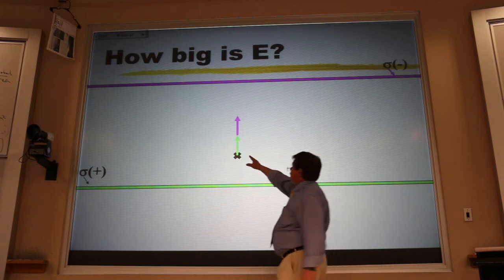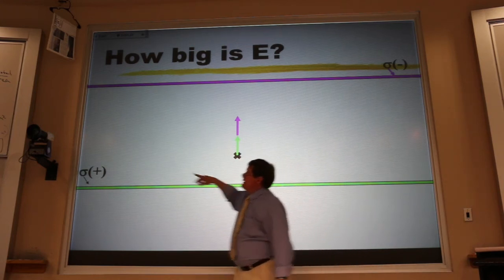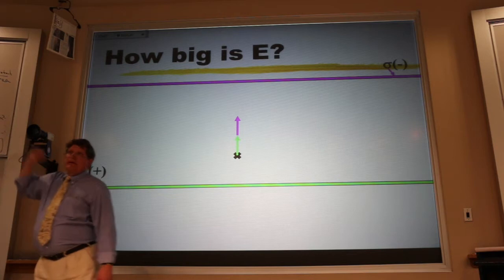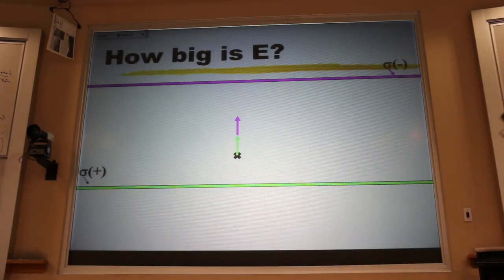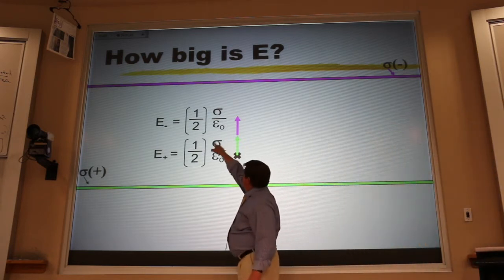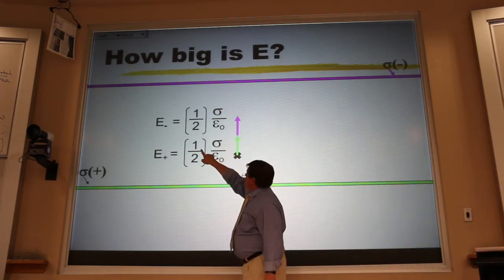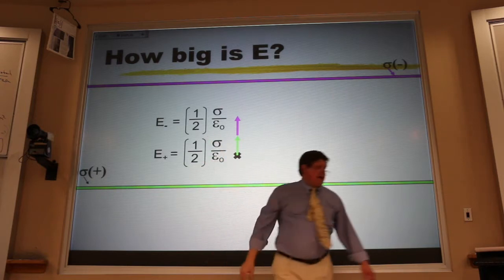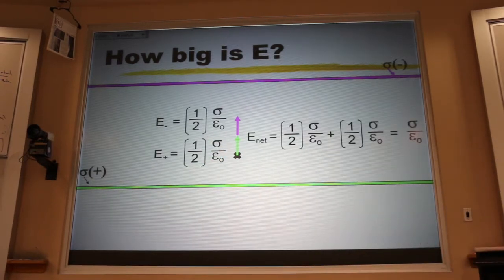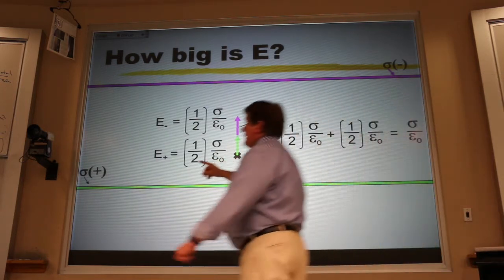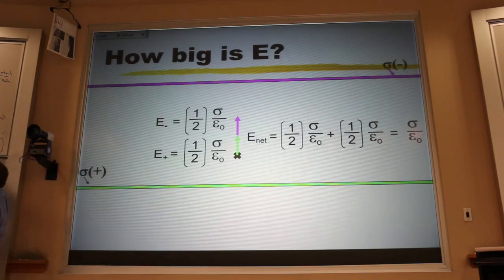Each of these contributions comes from a single sheet that follows that equation. And so I have two contributions. If we call this an apple pie, sigma over epsilon naught, I have half an apple pie and half an apple pie, and that gives me one apple pie. And this is why we defined epsilon naught the way we did. We left this 2 in this equation for a single sheet. We could have just defined epsilon naught to be twice what it is.